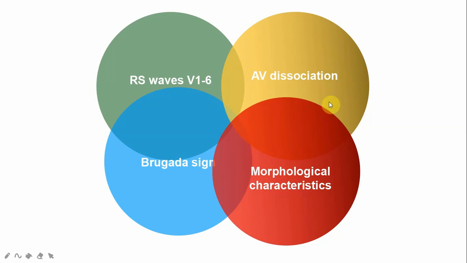If there is atrioventricular dissociation, it is highly likely that this is VT. If this step is not fulfilled, we will go to the last step, which is the morphological characteristics. If the morphological characteristics are present, the ECG is VT. If all the 4 Brugada criteria are absent, it is highly likely that the ECG is an SVT with aberrancy or bundle branch block. Isn't it exciting?